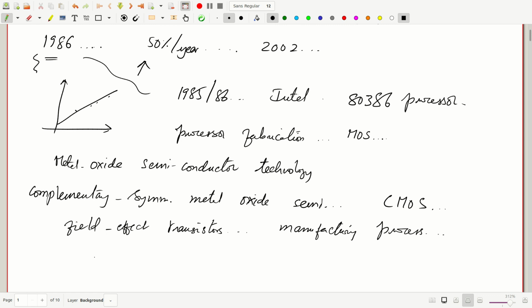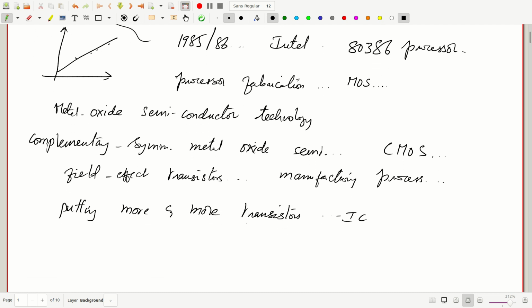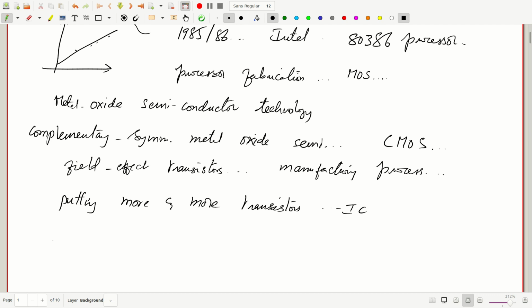That started off around 1985, which led the way to putting more and more transistors easily on the integrated circuits. That started off with the Intel 386 processor, and all this 50% increase per year obeys a law known as Moore's law. It was proposed by Gordon Moore, who was also the co-founder of Intel.